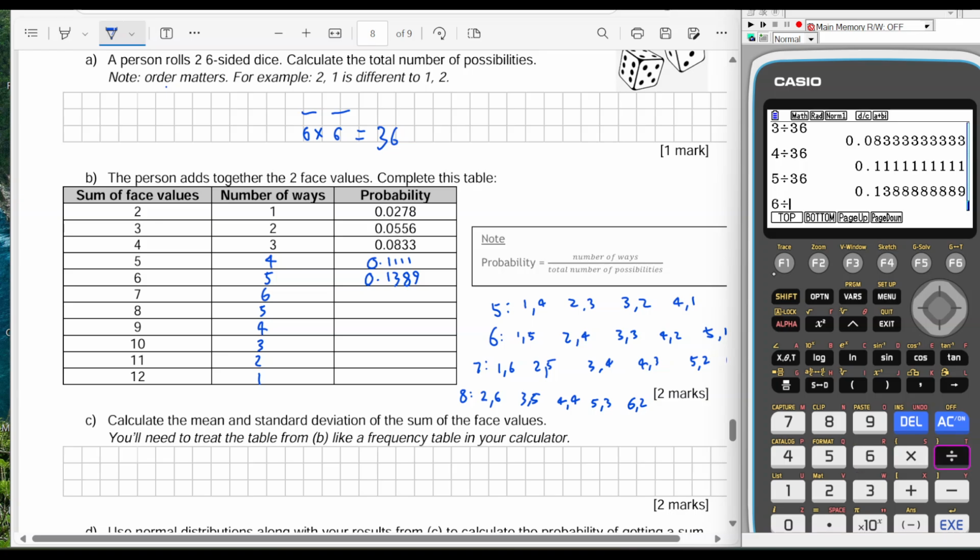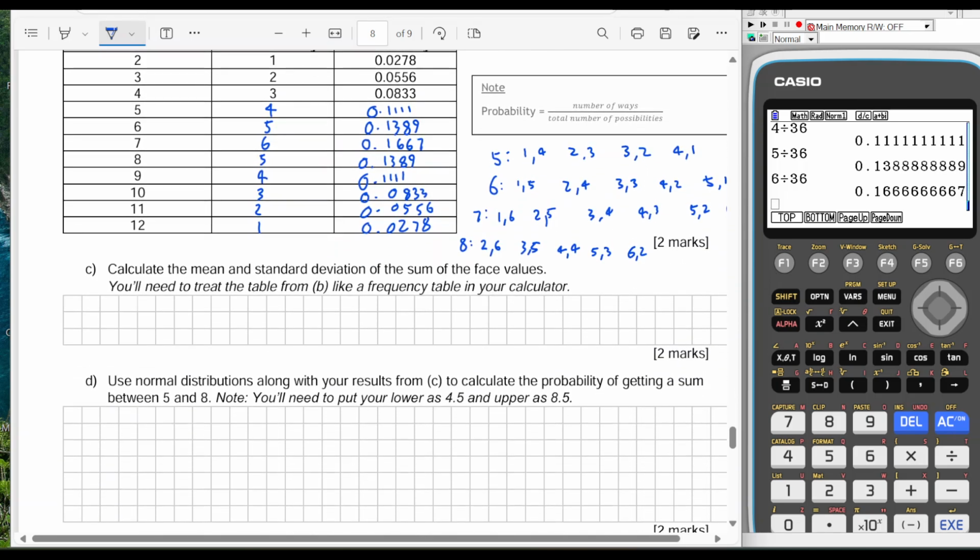6 out of 36, 0.1667. Because this table is symmetric, 0.1389, 0.1111, 0.0833, 0.0556, and 0.0278. So you should notice it being quite symmetric there. Okay. Calculate the mean and standard deviation.